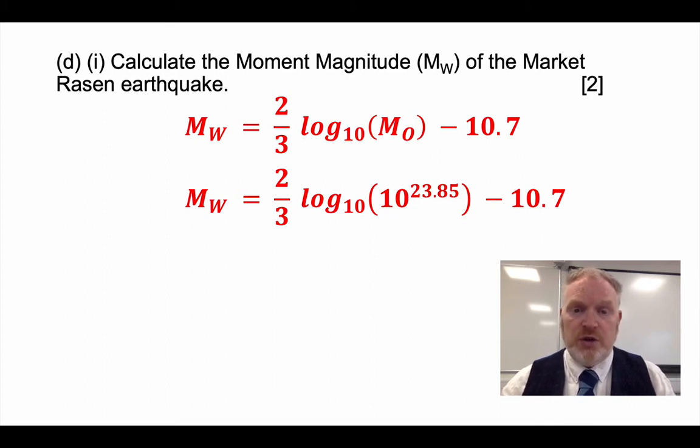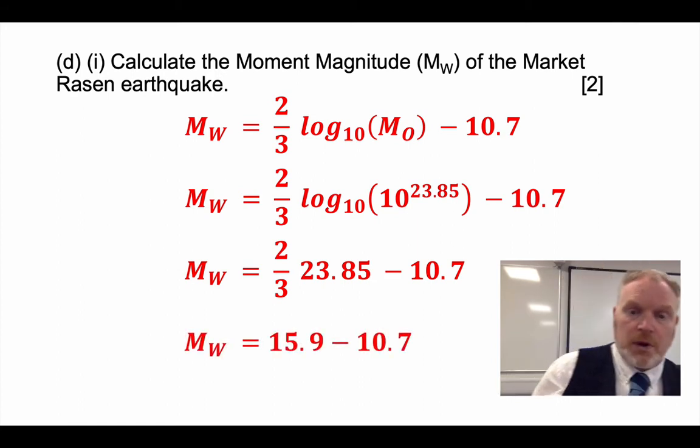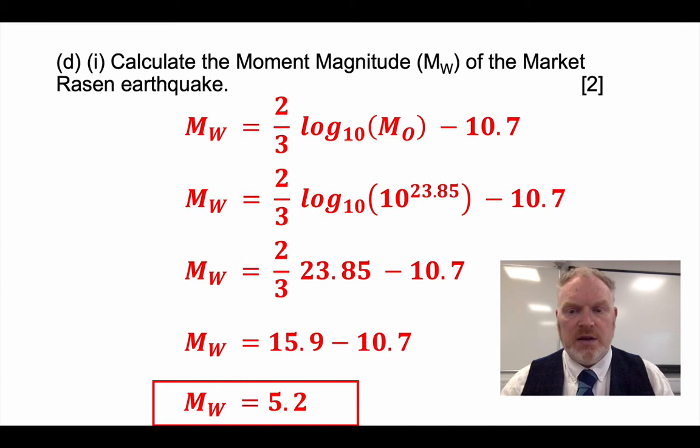Now the mathematicians will tell you log to the base 10 of 10 to the power of anything is the same as what that power is. So the magnitude here is 2/3 times 23.85, take away 10.7. Remember our BIDMAS, always remember our BIDMAS. We have now a value of 15.9 minus 10.7, and that gives us a moment magnitude of 5.2, which is a reasonable answer. A British earthquake isn't going to have a massive magnitude, but it has to be significant enough that it did cause a little bit of damage.